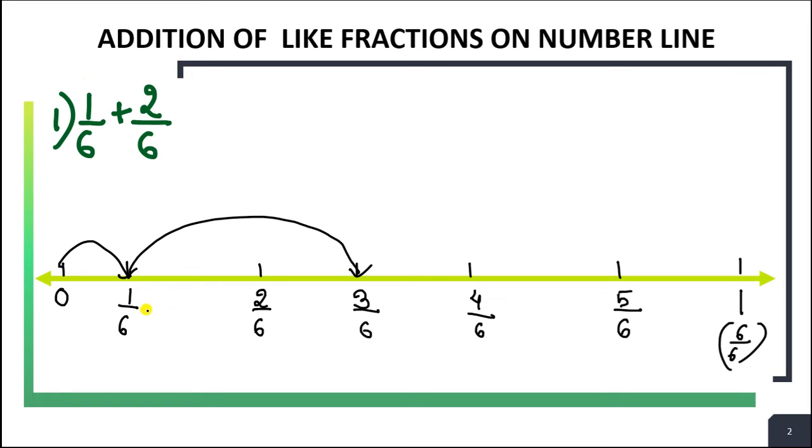Because in these fractions all the denominators are the same, we don't need to trouble. We first see the numerators. If we add 1 plus 2, that gives us 3, and 6 is 6, so that's why 3 by 6. If we start at 1 by 6 and go 2 more steps, that is 2 by 6, then what answer do we get? We get the answer as 3 by 6. So 1 by 6 plus 2 by 6 is equal to 3 by 6.